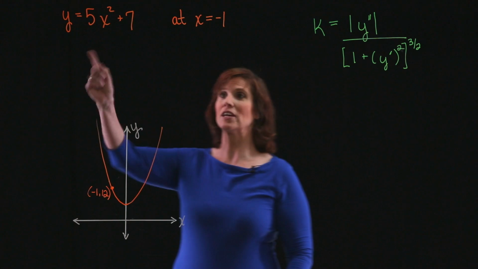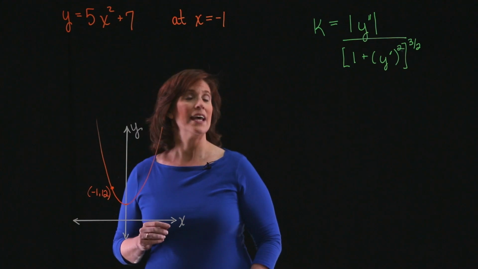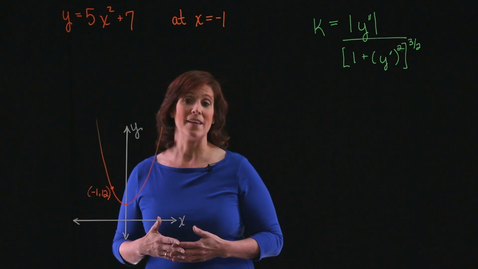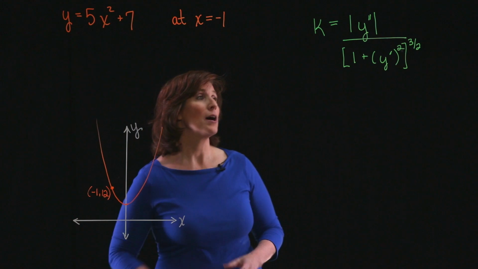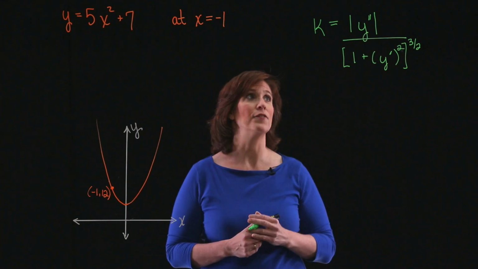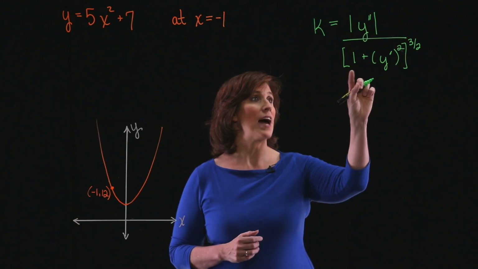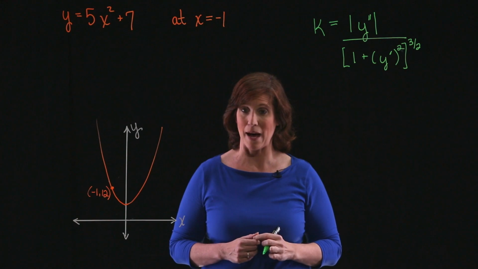Okay, so let's take a look at my curve, y equals 5x squared plus 7. Notice it's not written as a vector valued function, but that's okay. I can still find the curvature by using this given formula. So I need to find the absolute value of the second derivative of y divided by 1 plus the derivative of y squared, all raised to the 3/2 power.